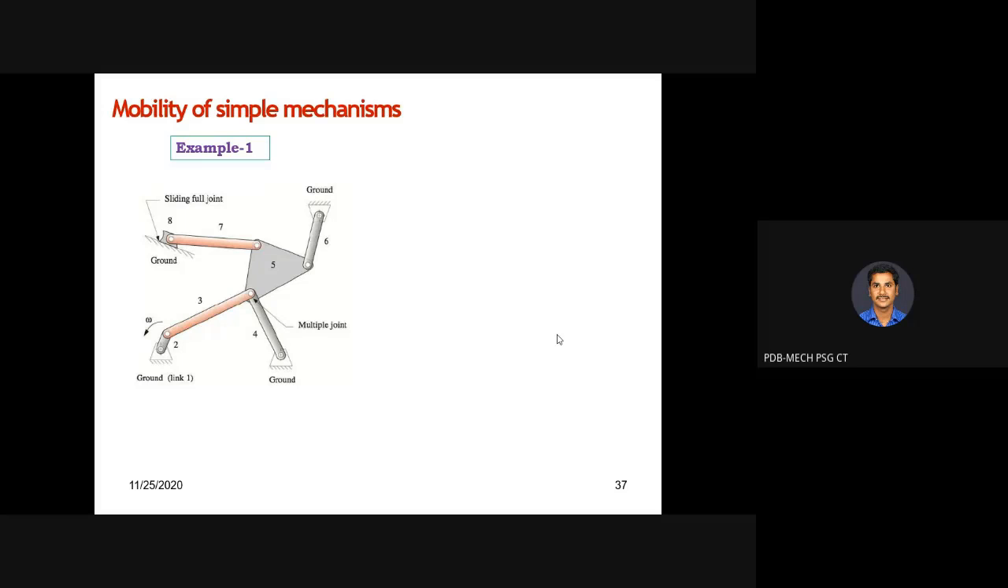If you look at this particular mechanism, how many links are you observing? Tell me how many links you are observing here. Simply look at the diagram and tell me. 8, sir.